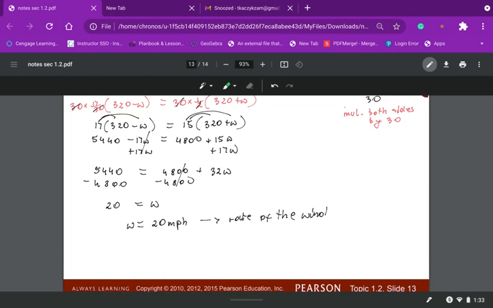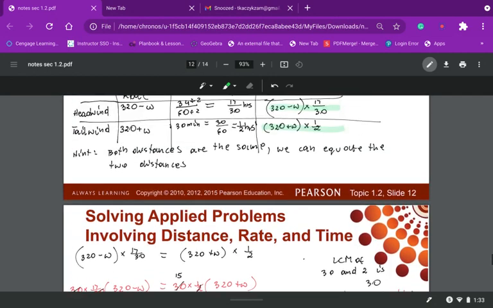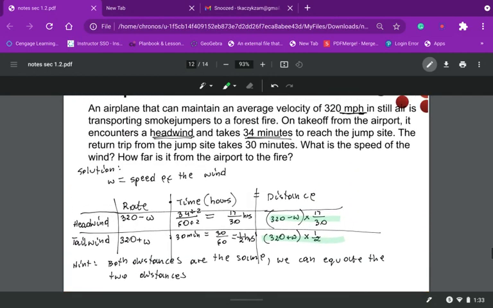The wind is 20 miles per hour. Okay. So we answered the first part of this problem. They ask you what is the speed of the wind. Now we have to answer the second part.